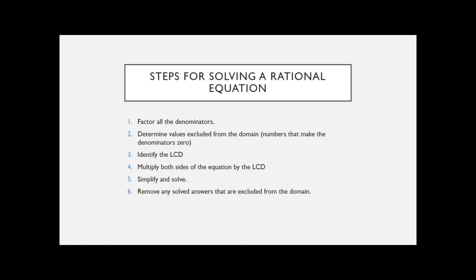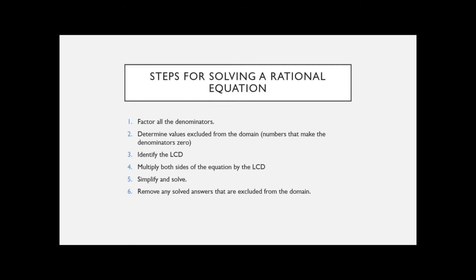If you end up with a quadratic, you solve it using our techniques for solving quadratics. If you end up with something linear, you use your techniques for solving linear equations. And then your last step is to, out of those answers you got, make sure that the ones that are not allowed are not part of your answers. So you need to double check your answers against the values that you can't use, the values that are excluded from the domain, because those are not actually valid solutions.